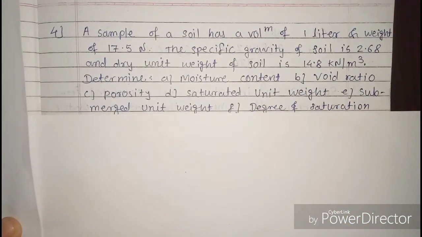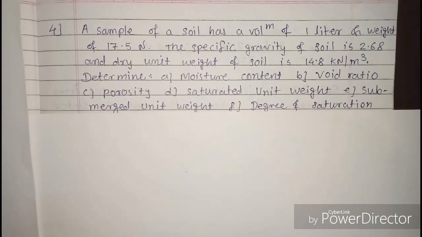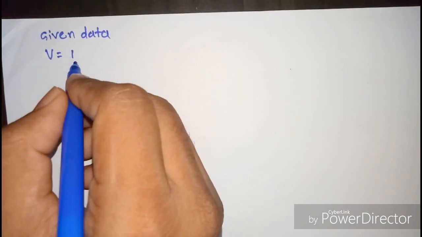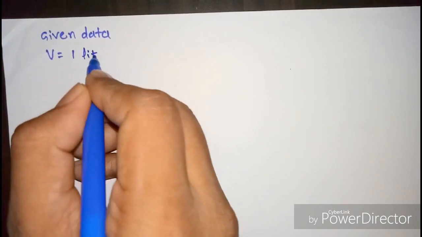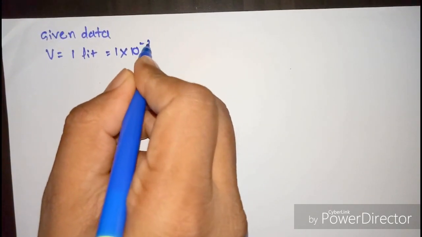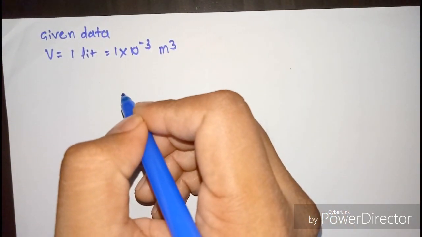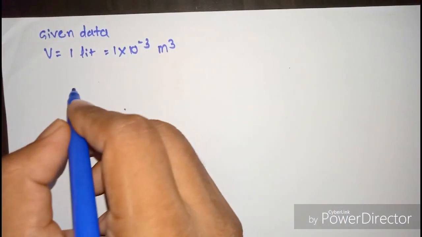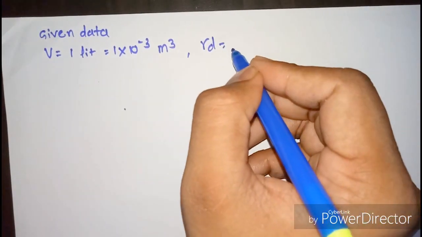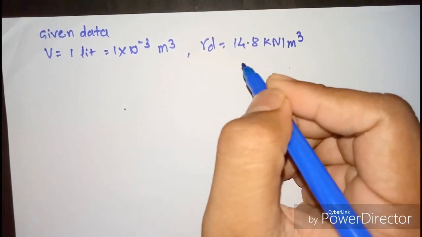First we will write the given data. So this is the given data. Volume is equal to 1 liter. So liter converted into meter cube, so 1 into 10 raised to minus 3 meter cube. Okay, volume in meter cube. So dry unit weight means gamma D is equal to 14.8 kilonewton per meter cube.